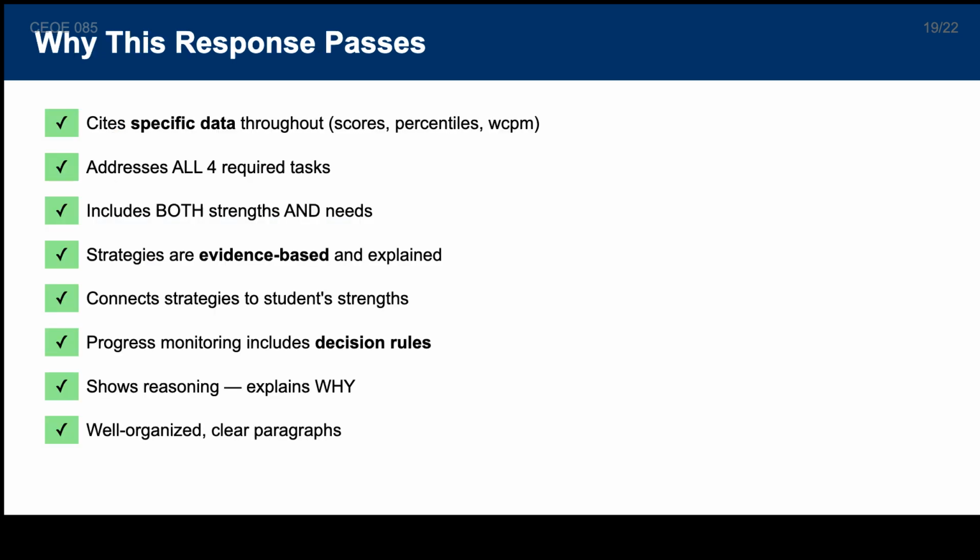You've got this. You now know exactly how to write a passing constructed response for the CEOE 085. Remember, use the 5-paragraph framework, cite specific data, include both strengths and needs, recommend evidence-based strategies, and create a progress monitoring plan with decision rules.